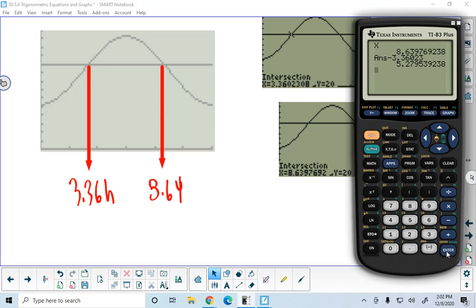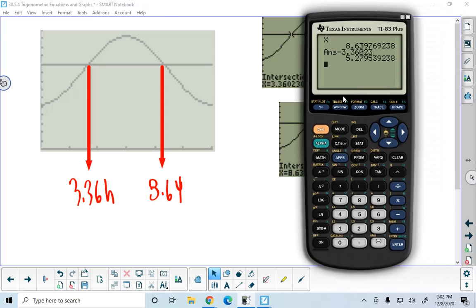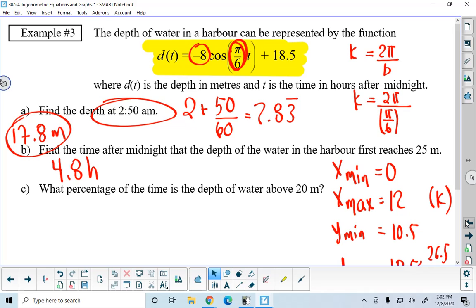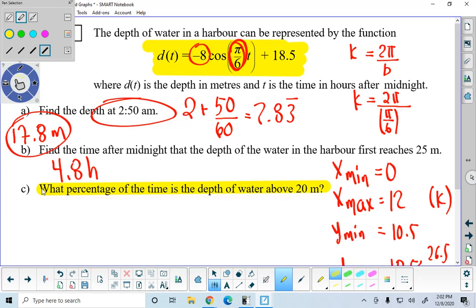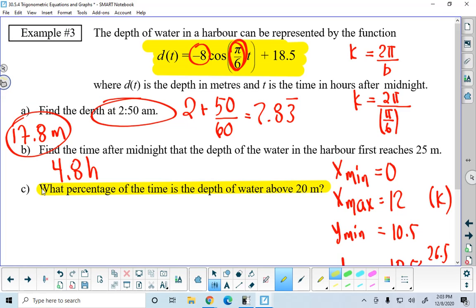The question is, what percent of the time is it above 20 meters? So it's 5.27 hours out of how many hours in total? Well, it's 12 hours because we are only looking at a screen width, as Aidan said, that's equal to the period. And the screen width here is 12. We're going from 0 to 12 hours.